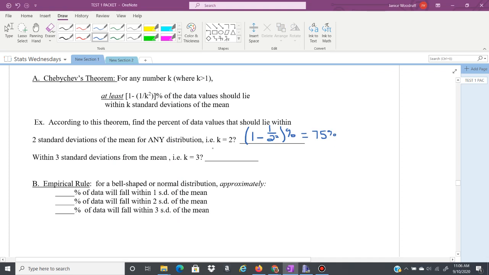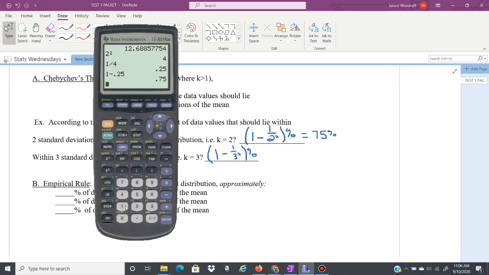For k equals 3, same thing. So I'd go 1 minus 1 over 3 squared. 3 squared is 9, so that would be 1/9. And then 1 minus that. So we'll do 2 decimal places. So 89%.